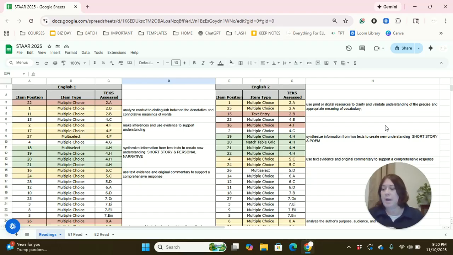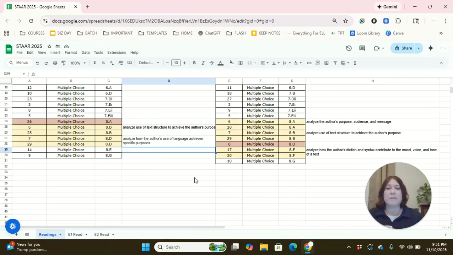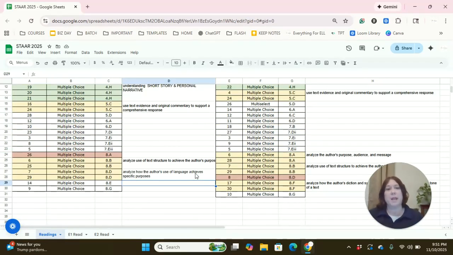Who knows? But yeah, that's just a very quick dive into the reading TEKs, and these are only the reading TEKs for the STAAR. Remember, this part of the STAAR is only 25% of the entire score. So take that what you will. But if you're strapped for time, the TEKs that I would really hit are 2A and 2B, 4F, 4H. I would do 5C, and then I would do a couple from the eights, probably 8A. I would say 8A, 8B for sure, and maybe even 8F.